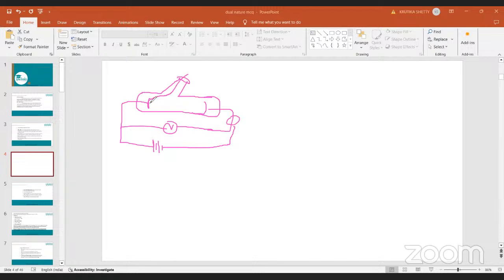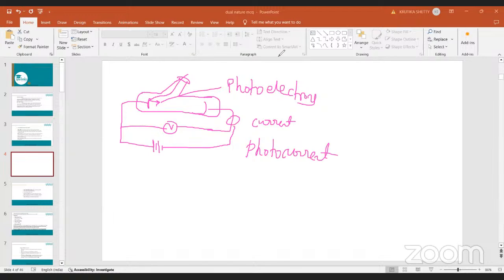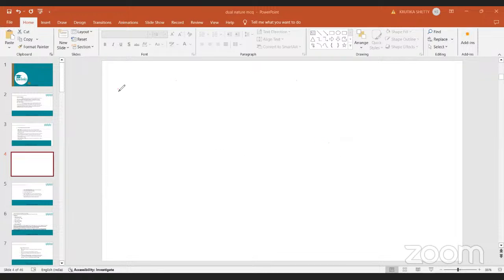When the light radiation falls on this cathode, the electrons come out of the metal surface. The electrons released from the metal surface are called photoelectrons. Due to these photoelectrons, whatever current you get is called the photoelectric current, or photocurrent. Then we saw the experimental results. So what are the experimental results here?